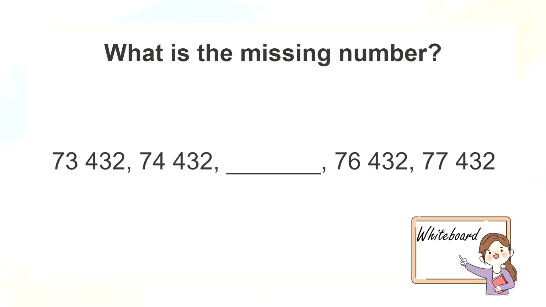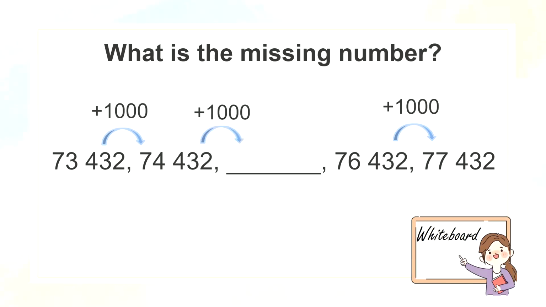Now, let's look at these numbers here. Can you tell what the pattern is? The pattern is we need to add 1,000 to get the next number. And we can check this here. This means that to get the missing number, we need to have 1,000 more than 74,432. Do you know what number this is? It is 75,432.